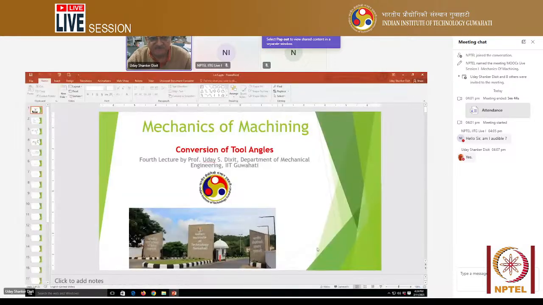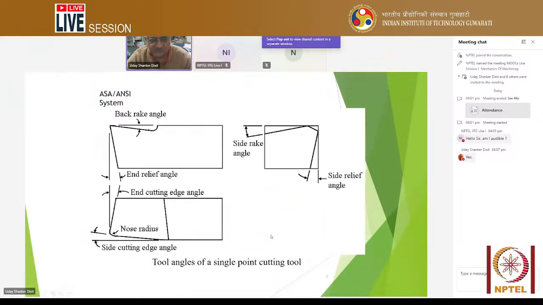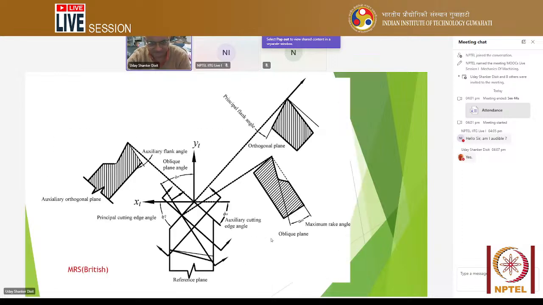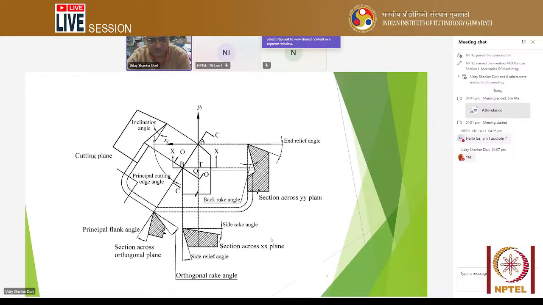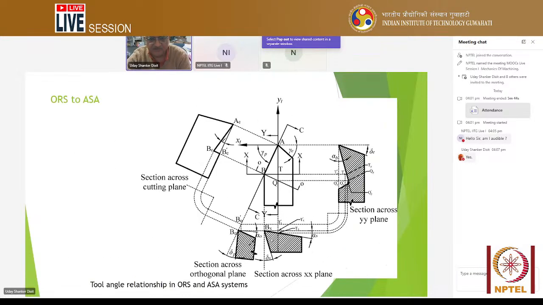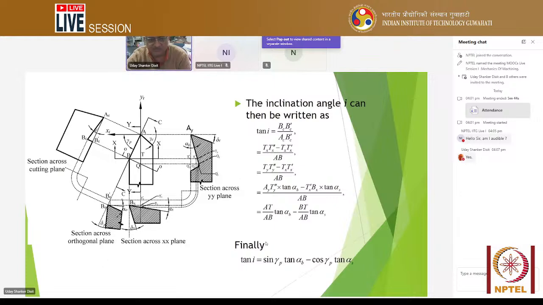Lecture 5 is about mechanics of machining, conversion of tool angles. Since you have got 4 main important tool systems and anybody will use any type of system, it is essential that you should know conversion from one angle to the other angle. Okay, so here we are converting tool angles. Lot of trigonometry is there, which has been explained properly in the lectures, and you finally get this type of relation, some formula like tan I is equal to this much.